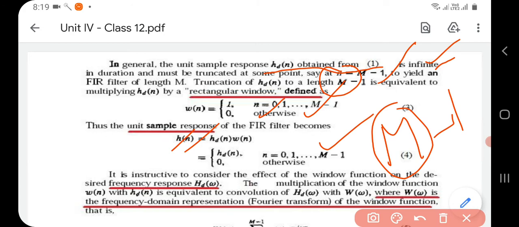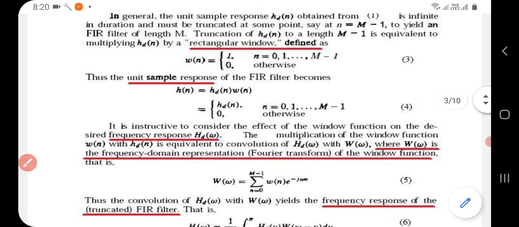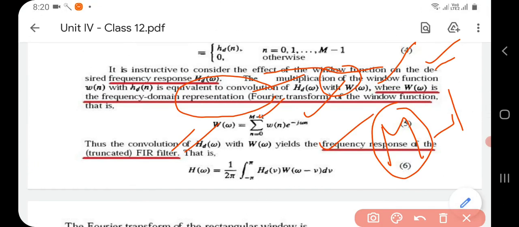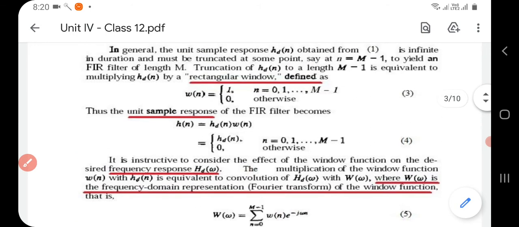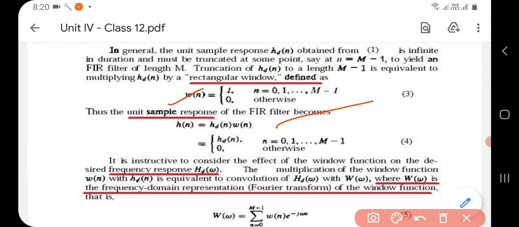For that truncation, we multiply that unit sample response with a window function. Various types of windows are available, but for making our calculations easy we are using the rectangular window function. So this truncation is done first, and then we multiply with a rectangular window, which is of the form w(n). It has value 1 when n is from 0 to M minus 1, and in all other cases it has value 0.